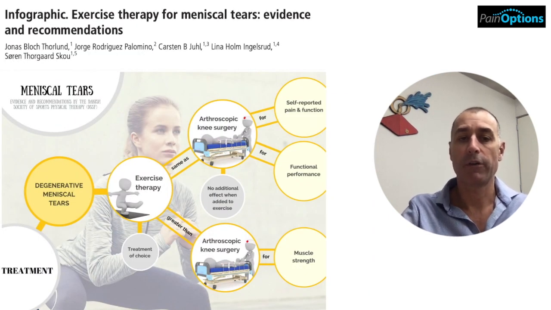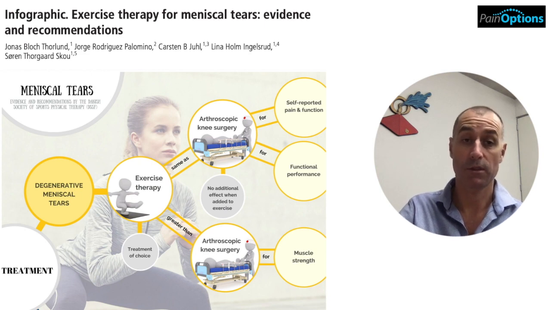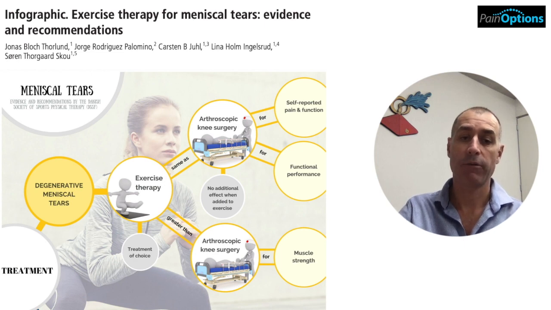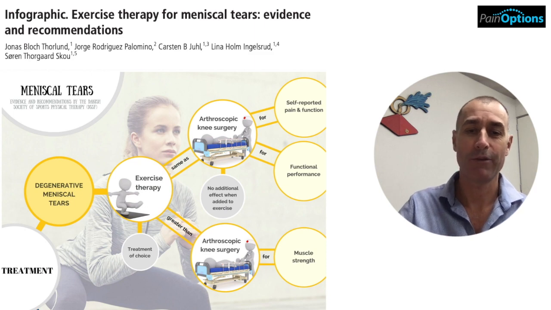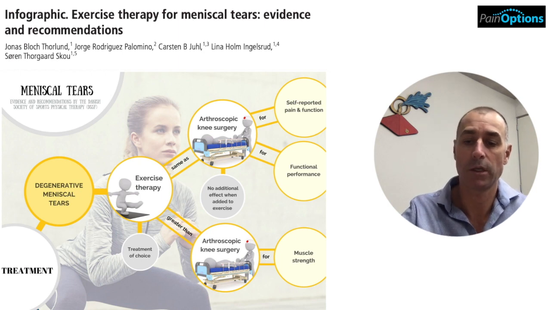This is another interesting infographic around meniscal tears, because that's a common one that you'll come across, where there's a diagnosed meniscal tear on the scan. One of the questions is, was it caused by the injury, obviously, but then what management is required around this? So the current evidence, if someone has a degenerative meniscal tear, which is generally people over 45, but perhaps not even that old, around exercise therapy, the outcomes are the same as arthroscopic surgery in terms of pain and function, and also functional performance. But muscle strength recovers better with exercise therapy than it does just with arthroscopic surgery.